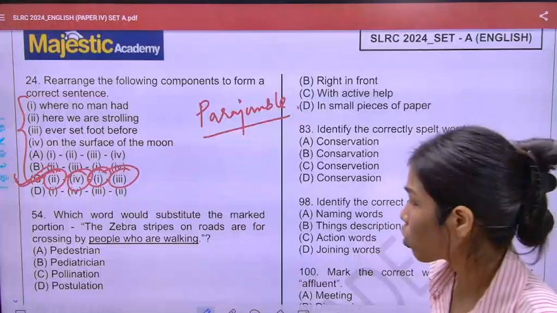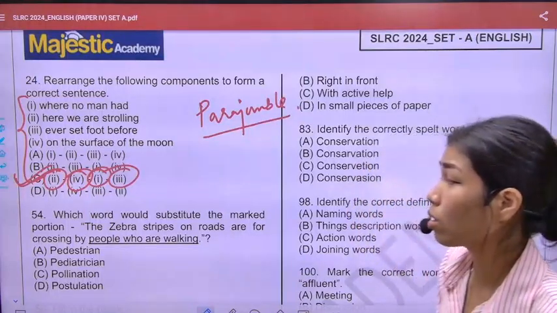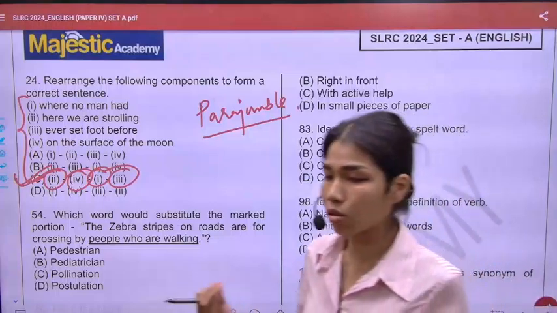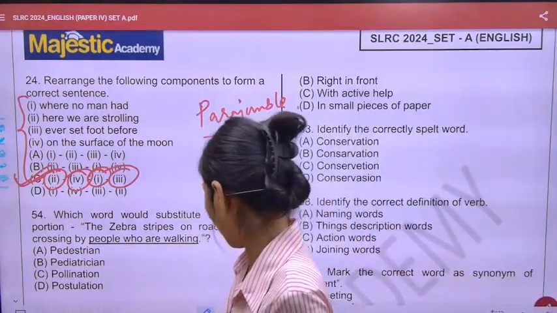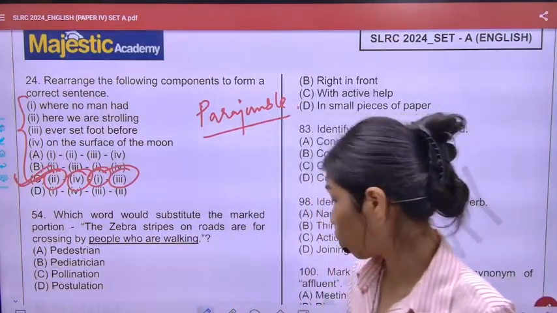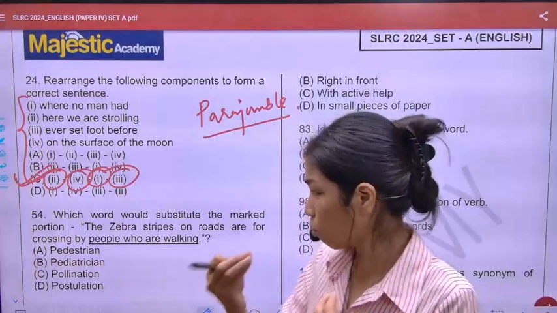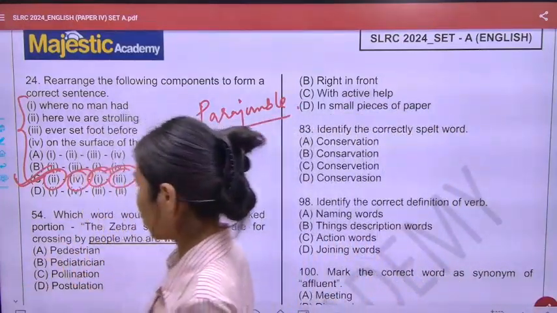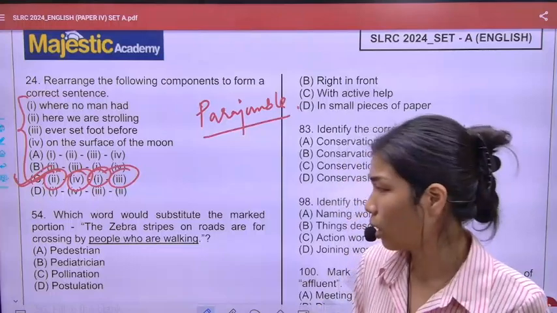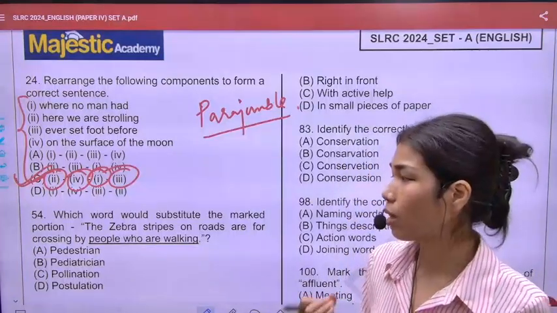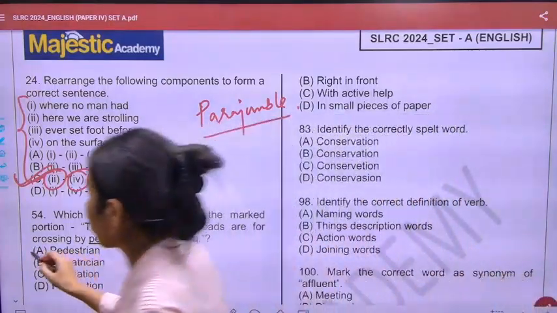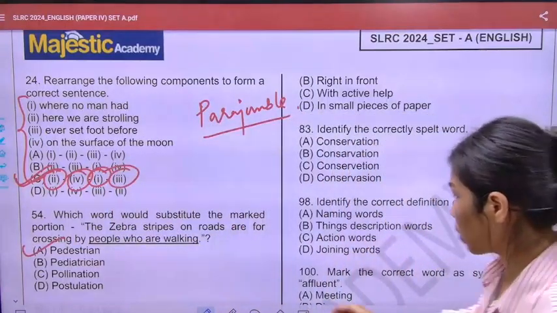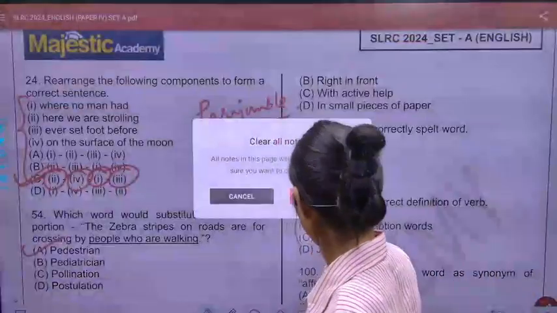Which word would substitute the marked portion: the zebra stripes on roads are for crossing by people who are walking. Now we have seen zebra crossing on roads, right? So the options given are pedestrian, pediatrician, pollination and postulation, and the answer is very easy, everyone knows the answer should be pedestrian. Let's move to the next question.